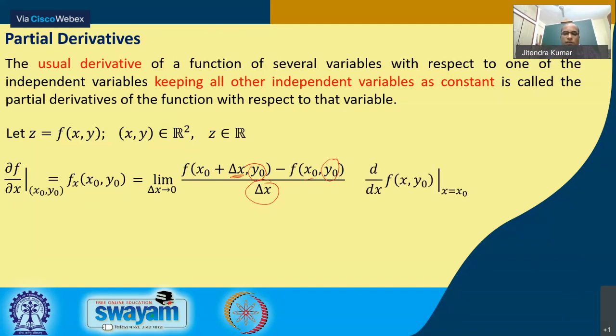Or, in another way, you can understand this: just fixing y, you have a function of x, you get the derivative, and then finally you substitute x equal to x0.